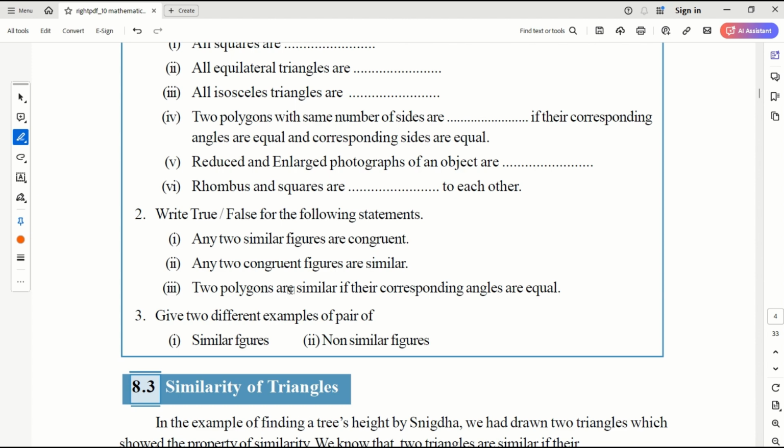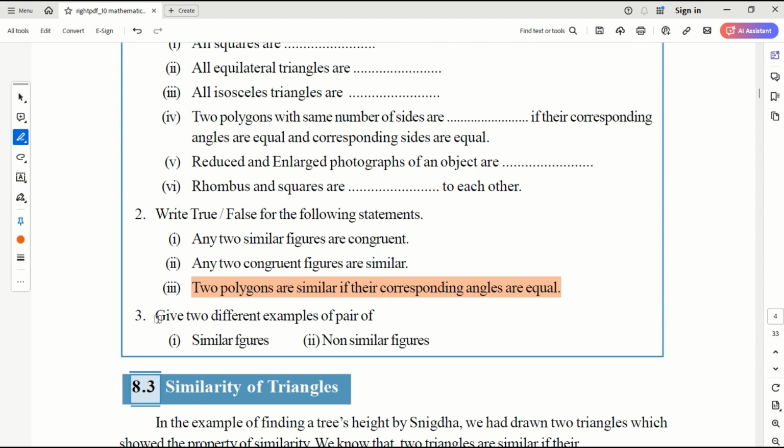Two polygons are similar if their corresponding angles are equal. Is this true? This is false. This is only one condition. You are not meeting the second condition, which is that the ratio of corresponding sides should be the same.